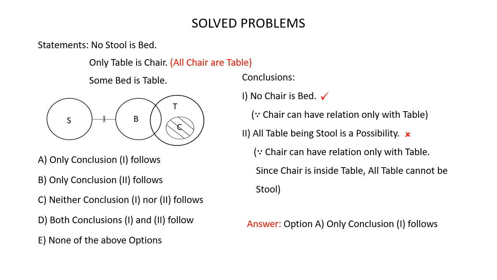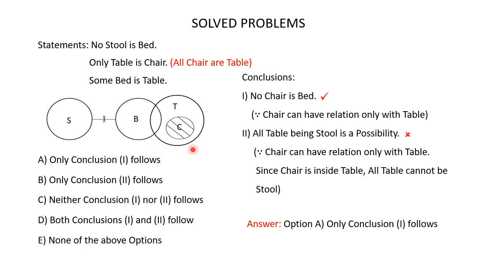Let's look at the second statement now. Only table is chair. Now you know that the statement only table is chair is nothing but all chair are table. So in the Venn diagram, all chairs should be inside table. Shade the circle for chair to indicate that chairs can have a relation with only tables. Now this is the basic diagram for the given statements.